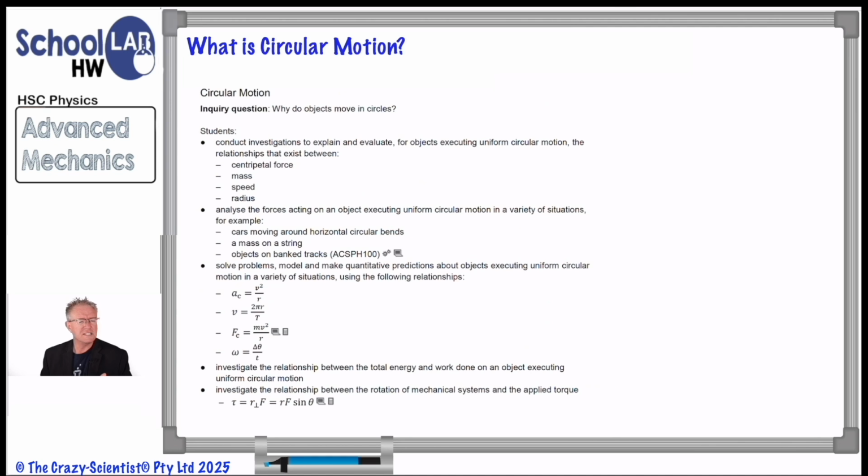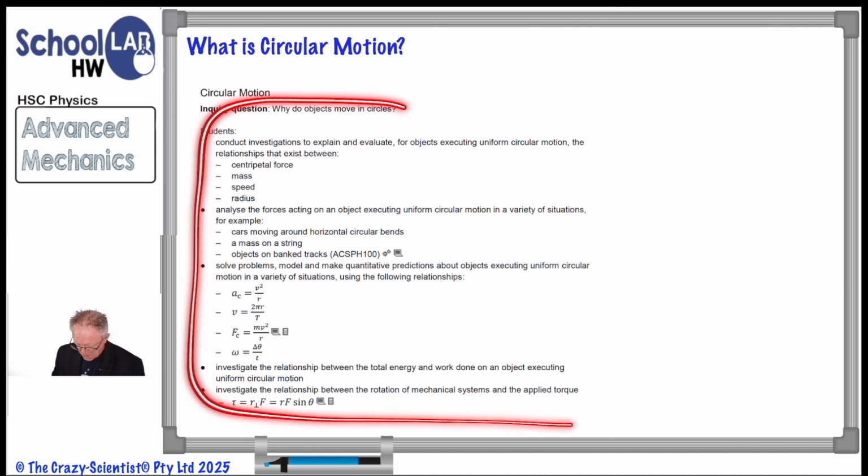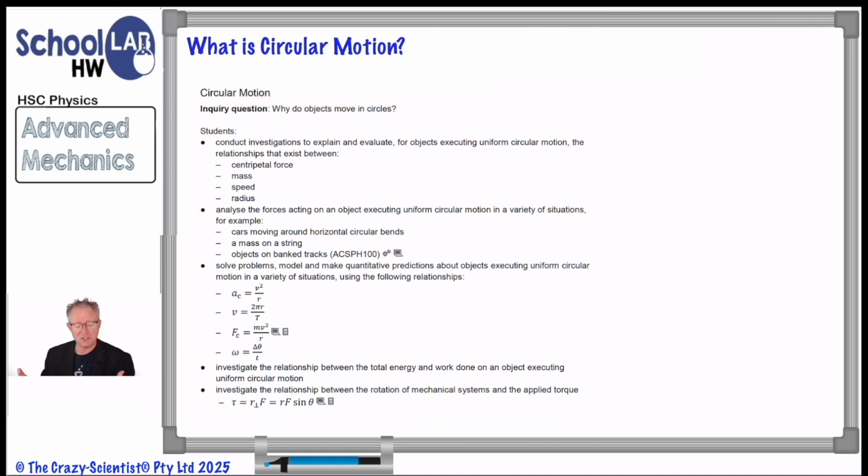What causes things to undergo circular motion? Well, a variety of forces, but sometimes we are pushing on objects to make them turn in a circular fashion, right? And that is something called torque, where we have a force in a rotation. So here is just an overview, and we're going to start off with what is circular motion.